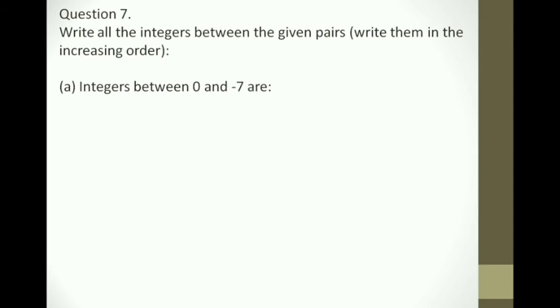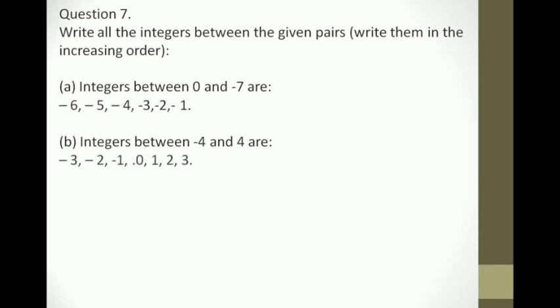Okay. While writing ascending order, we have to start with the smaller number, and we have to reach up to the bigger number. So what will be the smaller number? It is negative 6. So negative 6, negative 5, negative 4, negative 3, negative 2, negative 1. Between the negative numbers, the bigger one is always smaller. Integers between negative 4 and 4 are, yes, negative 3, negative 2, negative 1, 0, 1, 2 and 3.